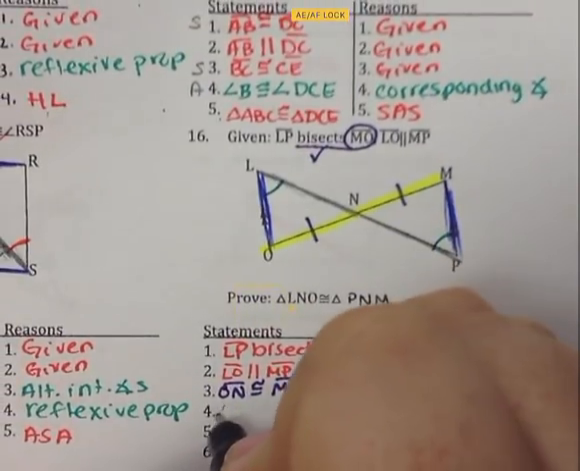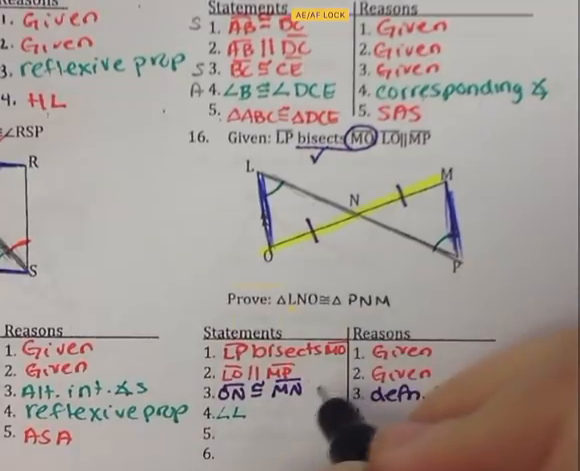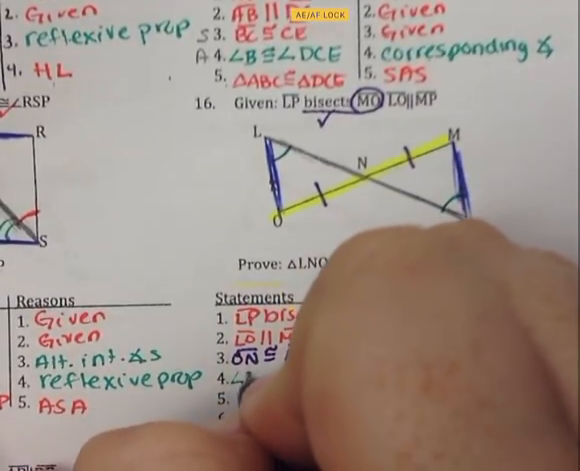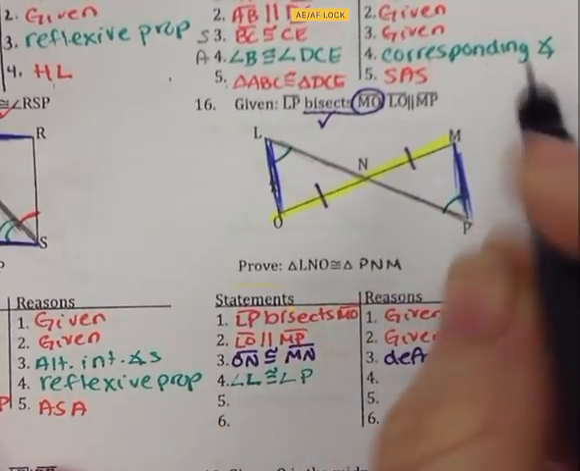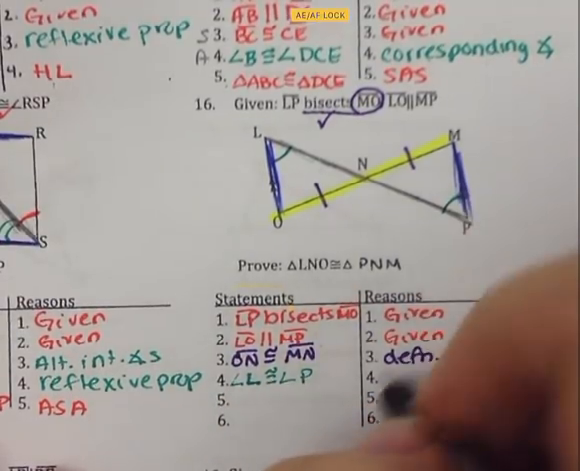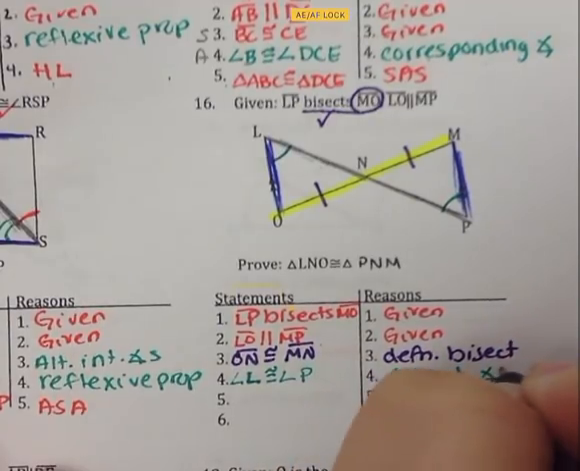So angle L, and because there's only two lines going to L, we can just use one letter. Angle L is congruent to angle P. We can do the same thing for the same reason. Only two lines going to P. This is alternate interior angles.